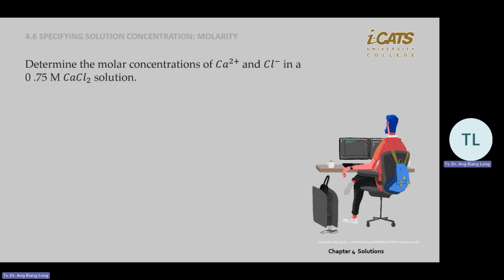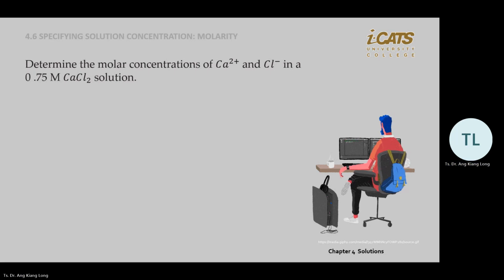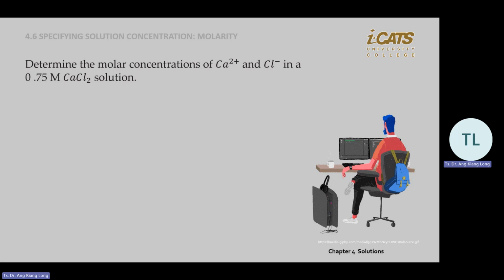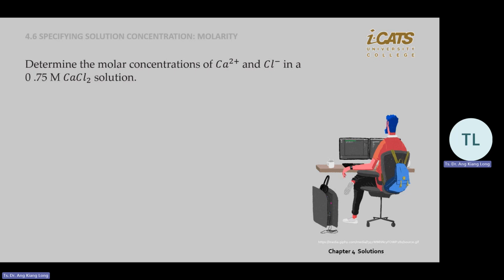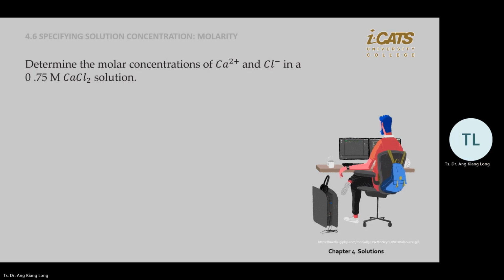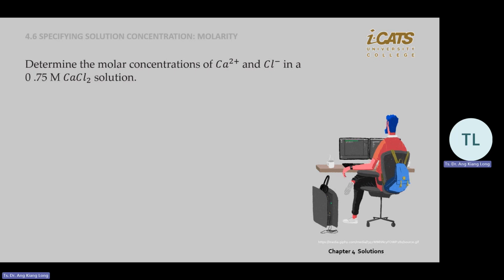Now, a same example. Can you answer this question? Determine the molar concentration of Ca2+ and Cl- in a 0.75 molar CaCl2 solution. So for one blue color Lego brick of CaCl2, you only have one Ca positive, and you need two Cl to form the CaCl2. Right? So by looking at this, how many Ca positive do you have?